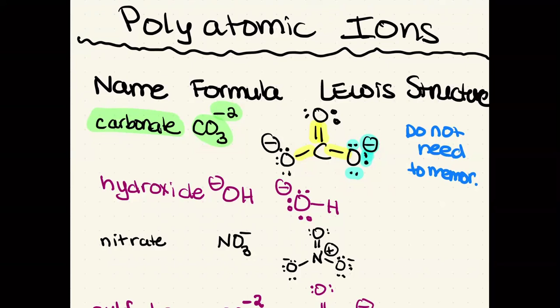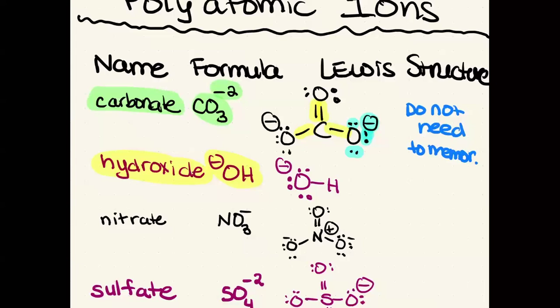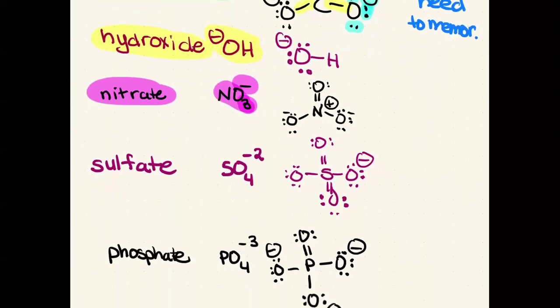Okay, so the next one that you need to memorize is hydroxide. Hydroxide: hydrogen, and then the oxide, it has a minus charge. This is the formula for it, and the charge is -1. You don't need to know the Lewis structure. I have nitrates, NO3, with 3 oxygens, 1 nitrogen, and a -1 charge. Sulfates: sulfate is SO4 with a -2 charge.